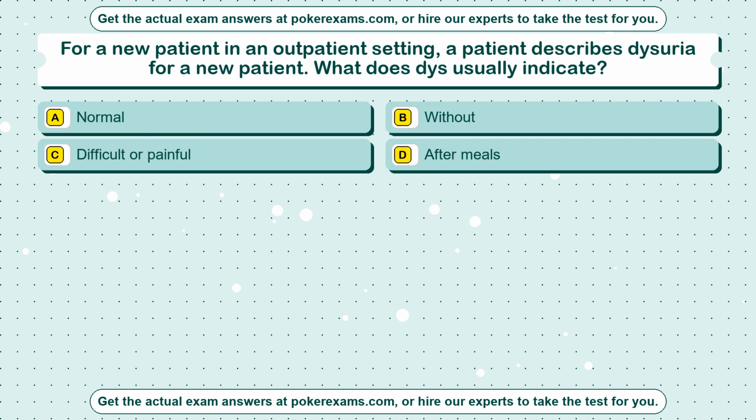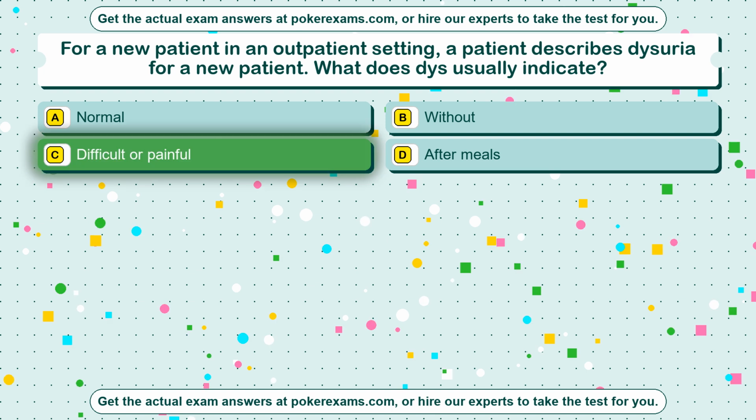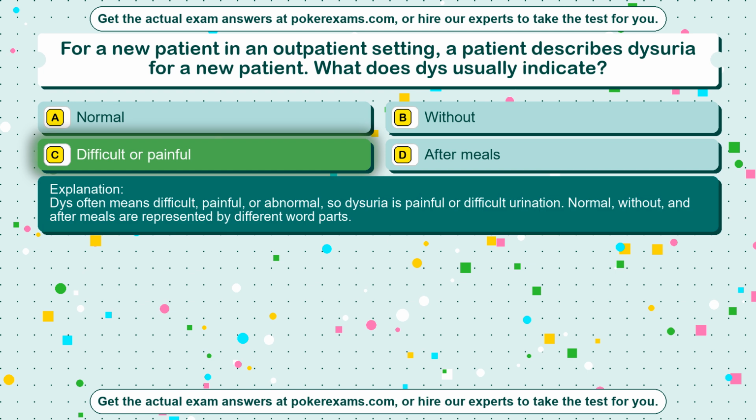Question 52. For a new patient in an outpatient setting, a patient describes dysuria. What does dys usually indicate? Option A, normal. Option B, without. Option C, difficult or painful. Option D, after meals. The correct answer is option C, difficult or painful. Dys often means difficult, painful, or abnormal, so dysuria is painful or difficult urination. Normal, without, and after meals are represented by different word parts.